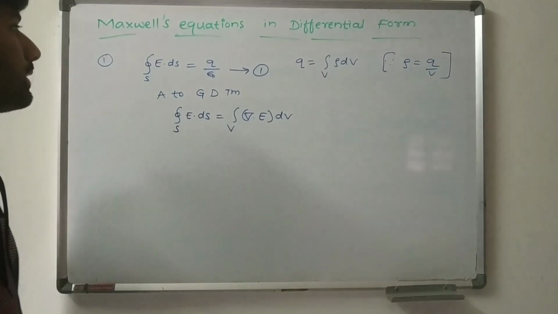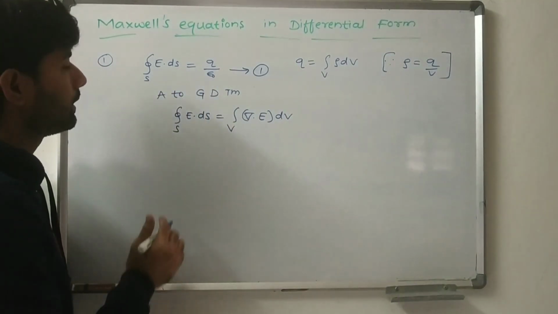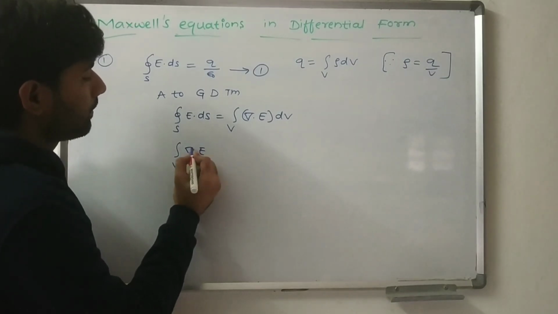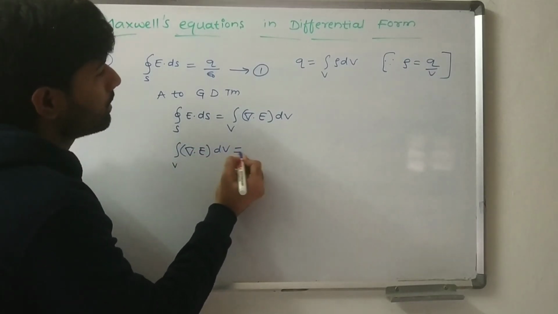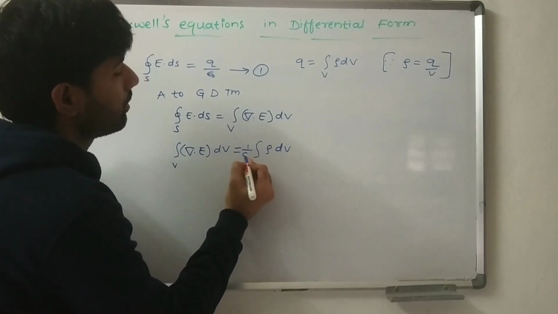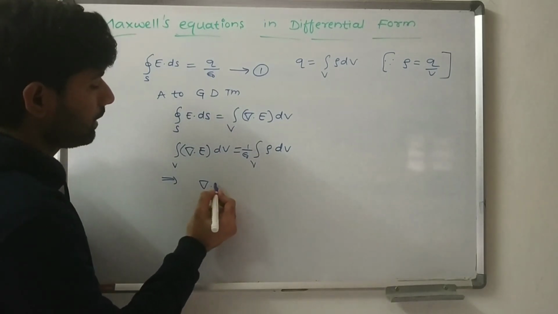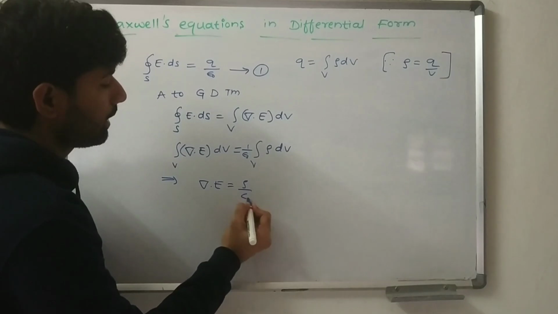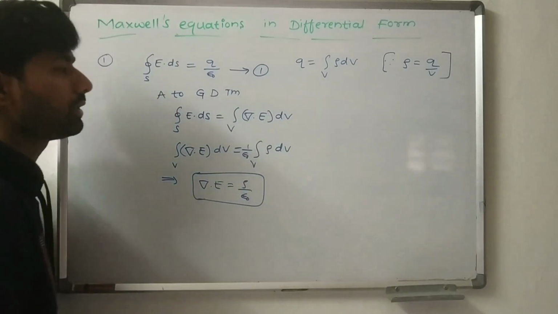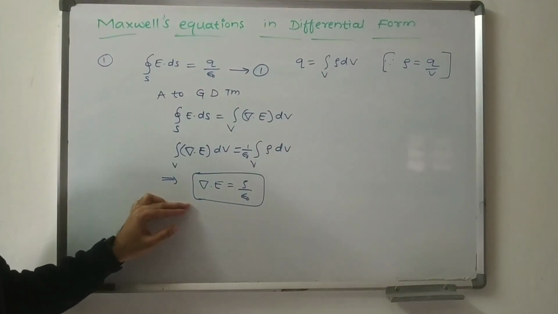Okay. So the next thing, if we substitute these two things in equation number 1, then we can write volume integral of del dot E dv is equals to volume integral of rho dv, here 1 by epsilon naught remains as it is. So that we can finally write del dot E is equals to rho by epsilon naught. So this is the first differential form, that is the first equation of Gauss law in terms of differential form.